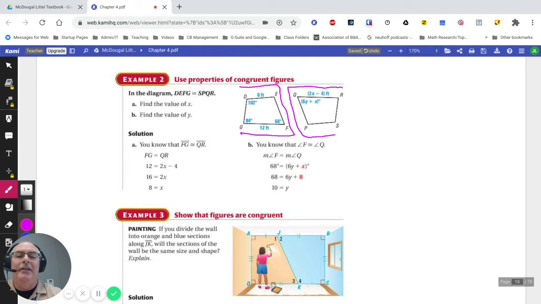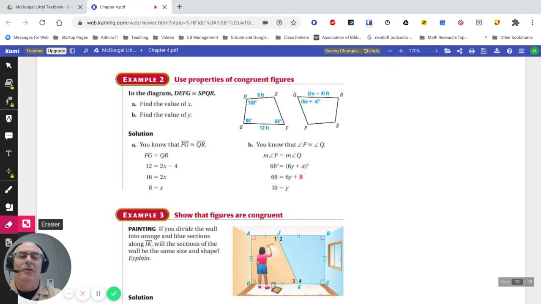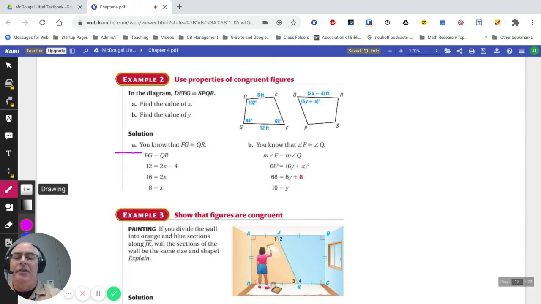It says that FG, this side, is going to be congruent to QR. It tells me how I would rotate the figures so that I start at the correct same vertex and everything lines up correctly. So now I can figure out my sides that relate to each other because I know FG is going to equal QR. I know 12 is going to equal 2x minus 4, allowing me to solve for x.